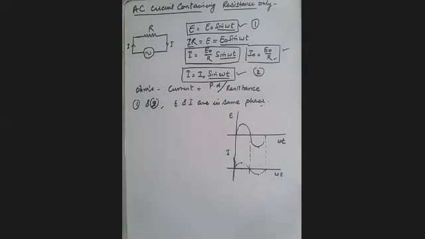Now we can analyze this using a phasor diagram. So what is a phasor? A phasor is a rotating vector that represents a quantity which is varying sinusoidally. So a rotating vector that represents a quantity which is varying sinusoidally is called a phasor.